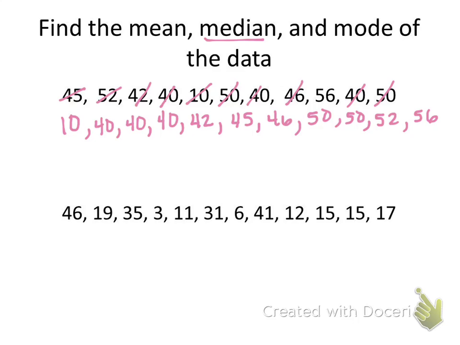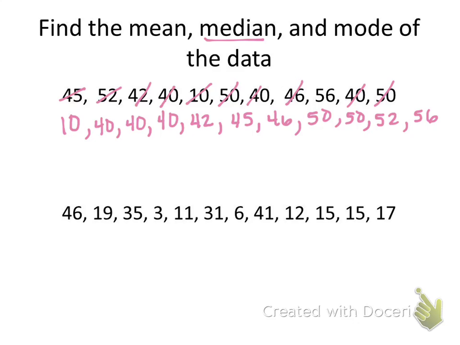So you're definitely going to want to use your calculator for this. So plug it in, 10 plus 40 plus 40 plus 40, plus 42, plus 45, plus 46, plus 50, plus 50, plus 52, plus 56 equals, you should get 471.